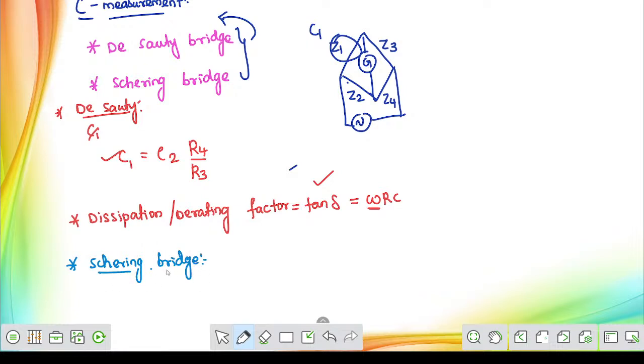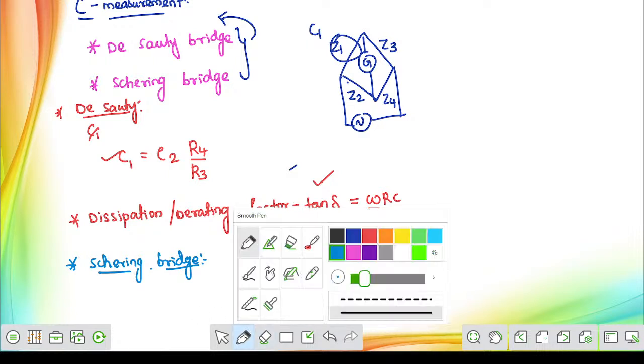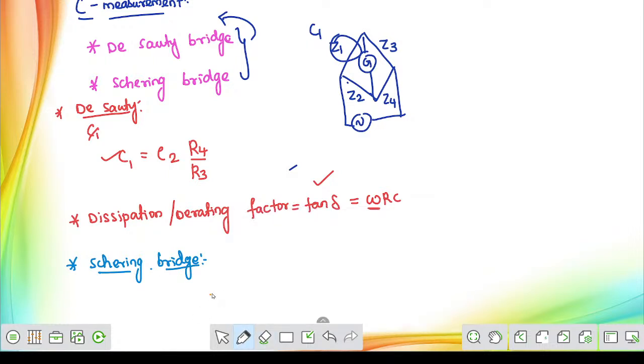So if you are discussing the Schering bridge, what is the formula? The structure remains the same. I am not going to change the structure. In the same structure, how do you calculate the unknown capacitor C1? For that, use the same formula: R4 by R3 into the capacitor value, which will become C2 only. It is similar to the De Sauty bridge. So the formula will not change to calculate the value of the unknown capacitor.